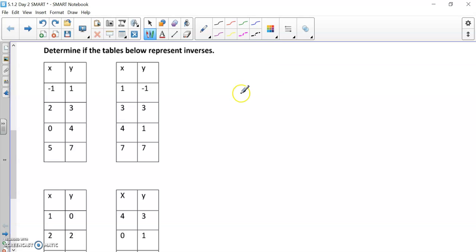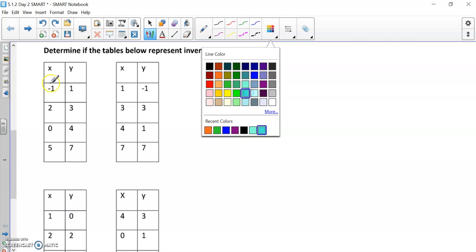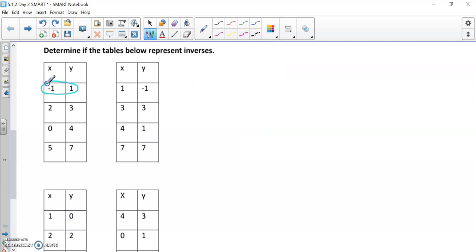It has to work for all of the points. So let's look at this one, -1, 1. If we have this point, we know that on an inverse table, this point would turn into a flip-flopped version, which means the 1 would come here and the -1 would come here. So we need to find this point on this table. Sure enough, it's right there.